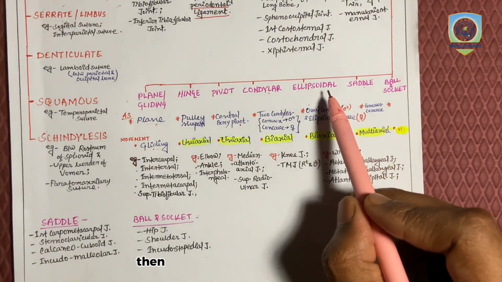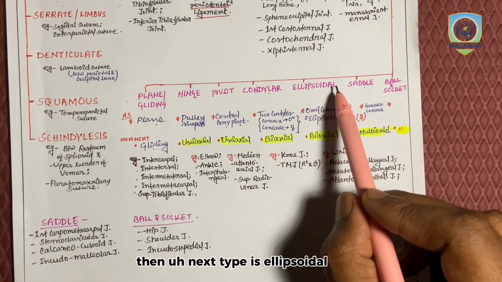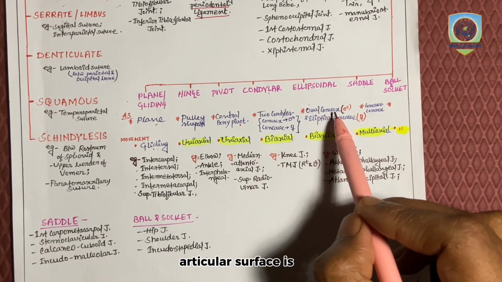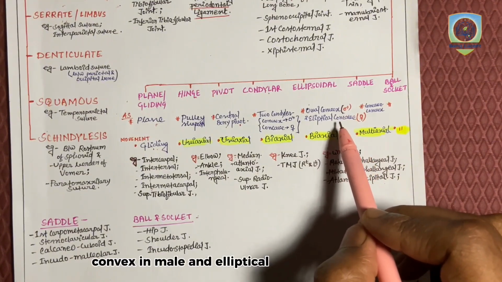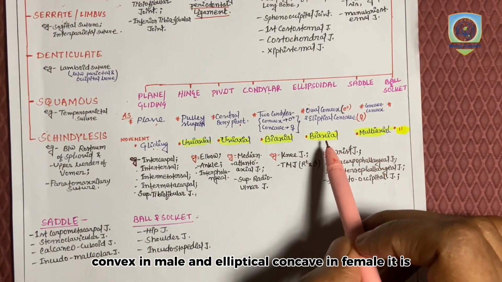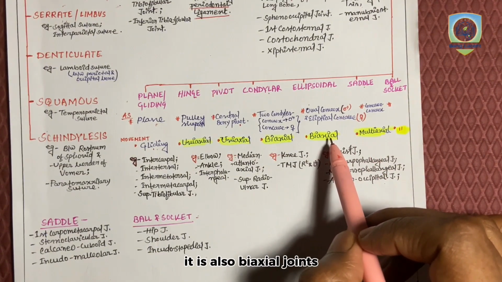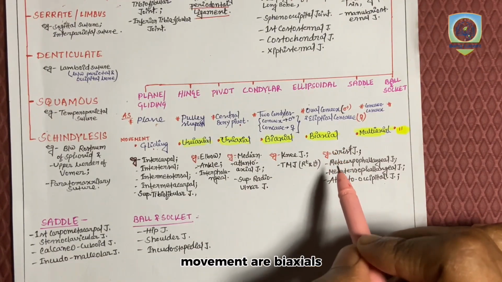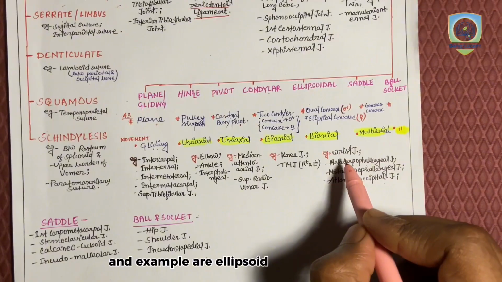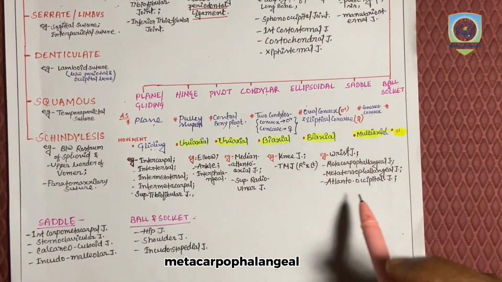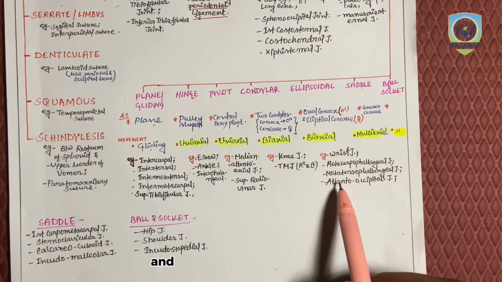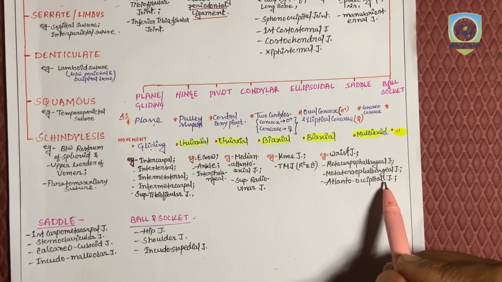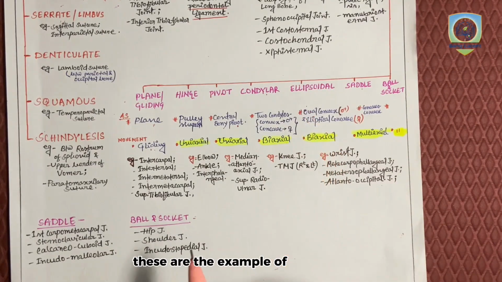joints. Then the next type is ellipsoidal joints. Their articular surface is oval convex in male and elliptical concave in female. It is also a biaxial joint; movements are biaxial. Examples of ellipsoid joints are the wrist joint, metacarpophalangeal joints, metatarsophalangeal joints and atlanto-occipital joints.